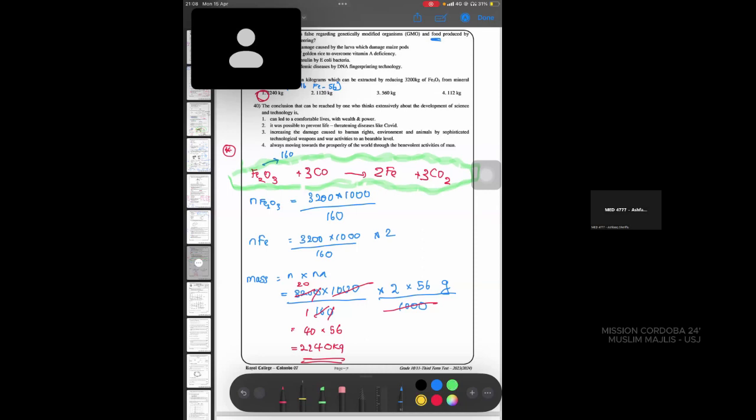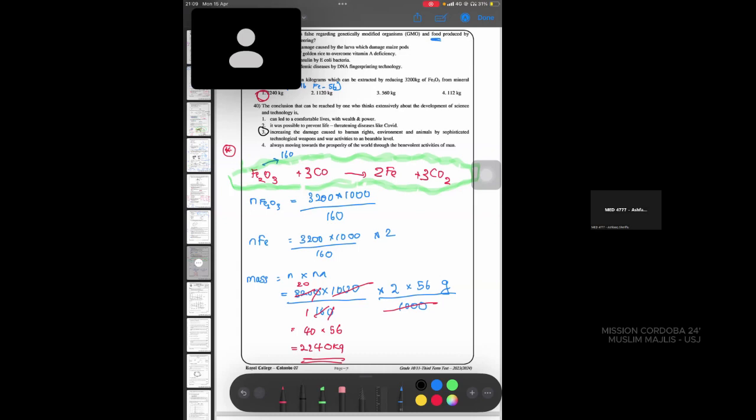Third one. Okay. Any other answers? Third one. Now, they are asking what conclusion can be reached by one who thinks extensively about the development of science. It can lead to a comfortable life with wealth and power. Is it for everyone? Comfortable life with wealth and power?